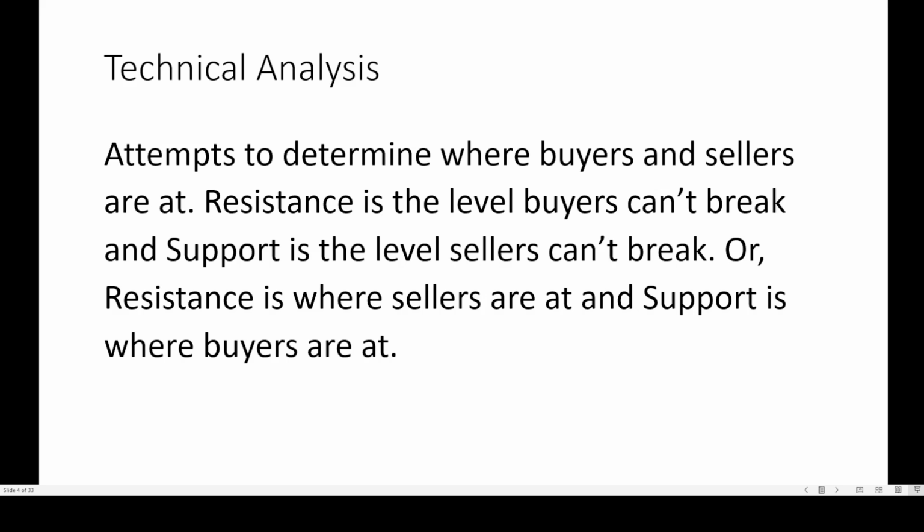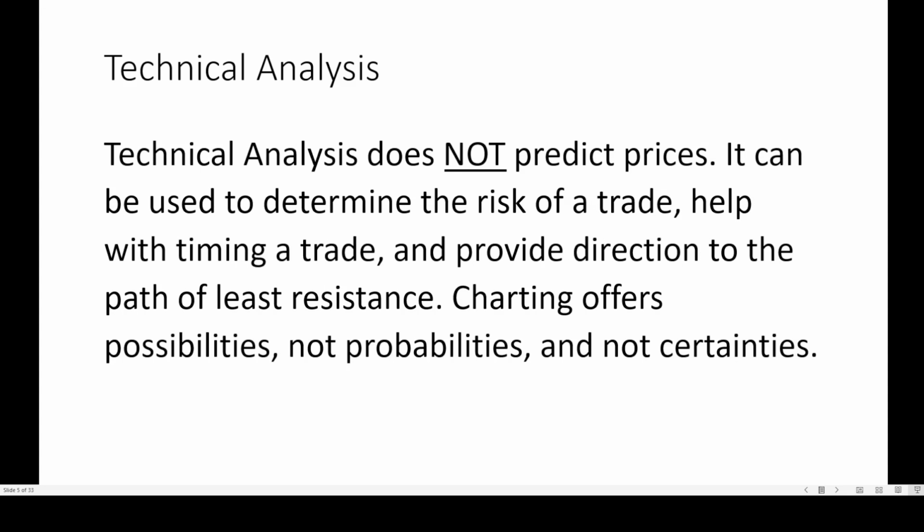Technical analysis attempts to determine where buyers and sellers are at. Resistance is a level buyers can't break, and support is a level sellers can't break, or resistance is where sellers are at and support is where buyers are at. Keep in mind, technical analysis does not predict prices. It can be used to determine the risk of a trade, help with timing a trade, and provide direction of the path of least resistance. Charting offers possibilities, not probabilities, and not certainties.